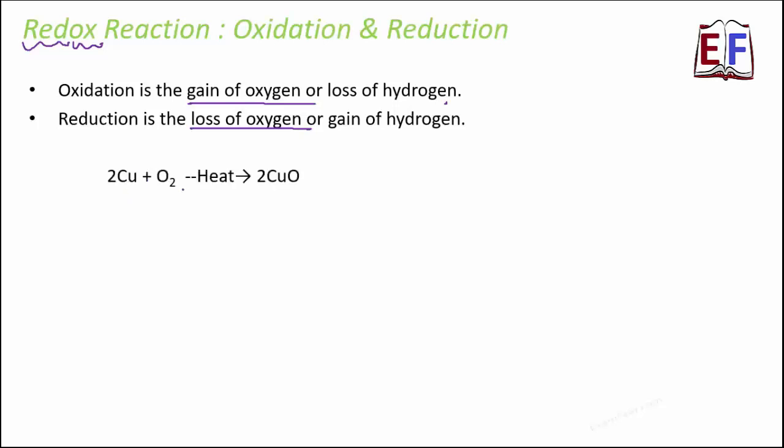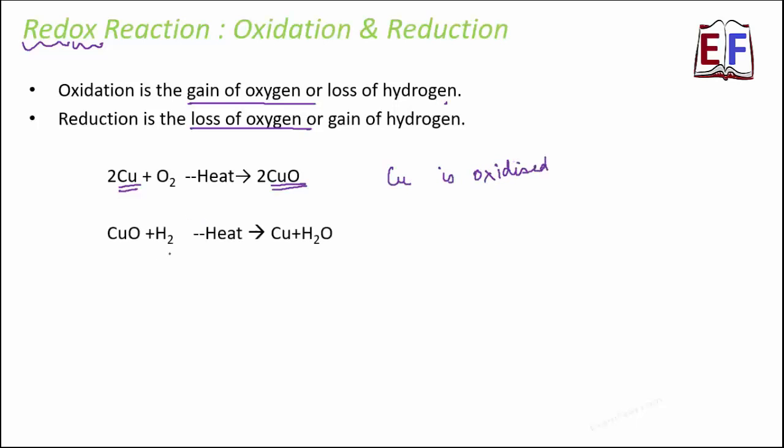Let us suppose copper plus oxygen gives CuO, that is copper oxide. So what's happening here? Oxidation or reduction? In this case, we see that copper is changing from copper to copper oxide. So copper is gaining oxygen. So we can say that copper is oxidized in this case.